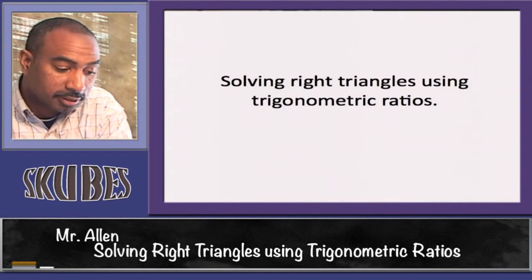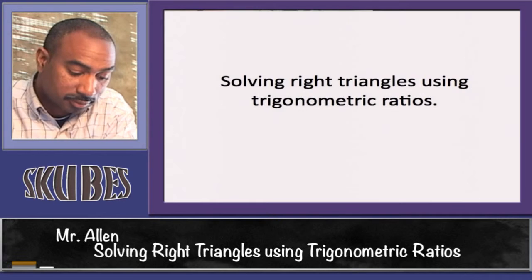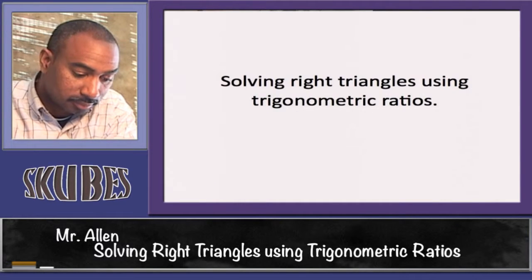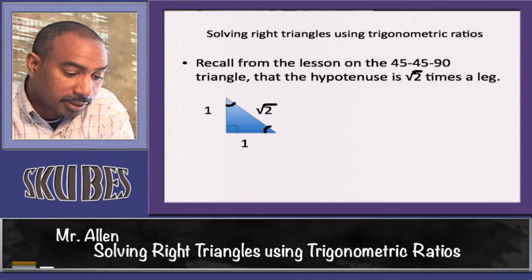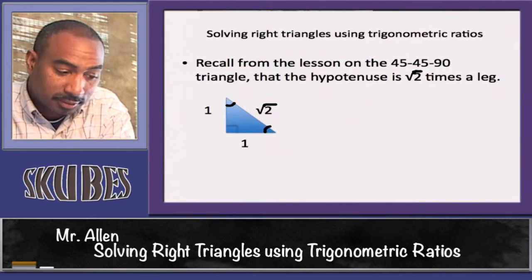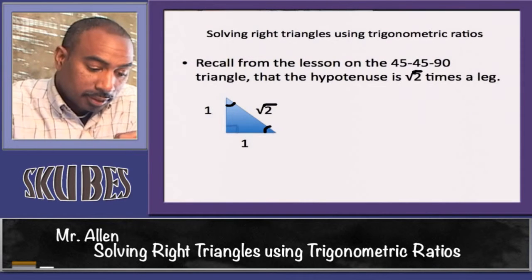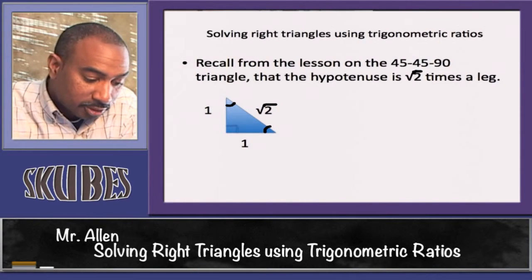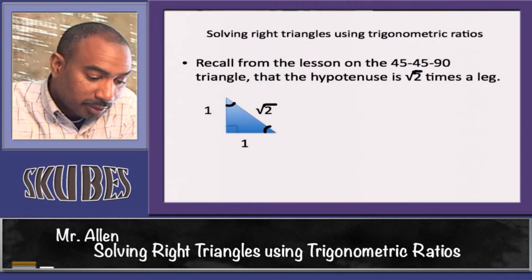Our today's lesson is solving right triangles using trigonometric ratios. Recall from the lesson on 45, 45, 90 that the hypotenuse is square root of 2 times a leg. And we know that the two acute angles are 45 degrees.